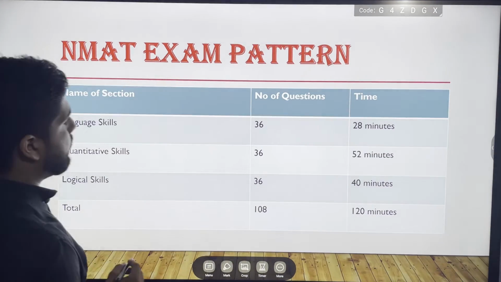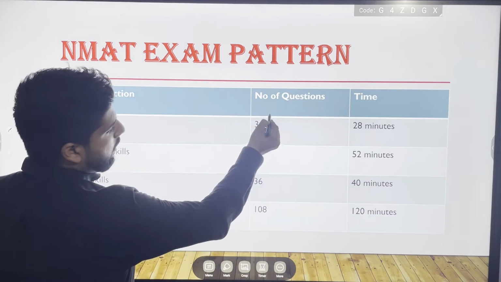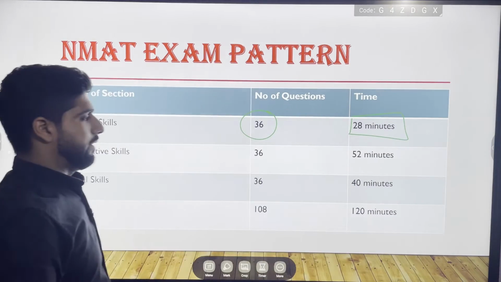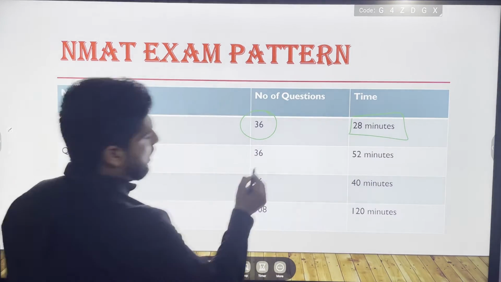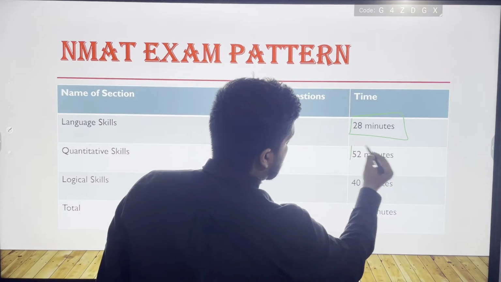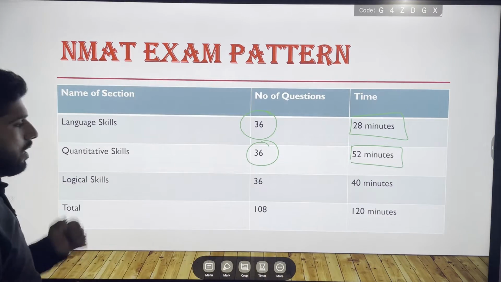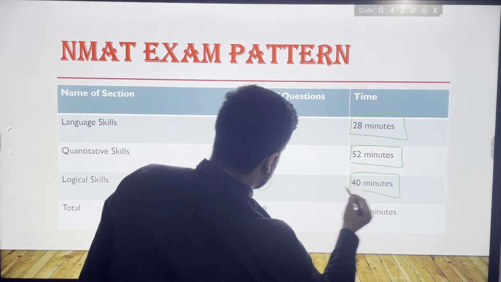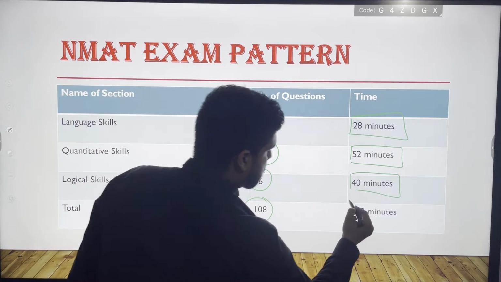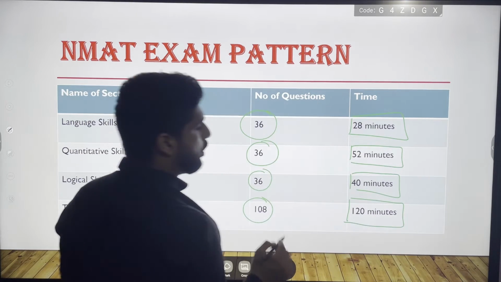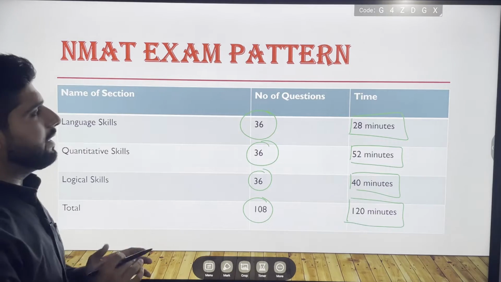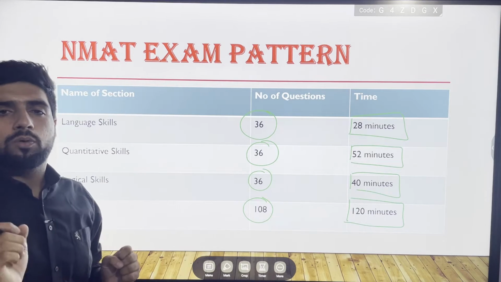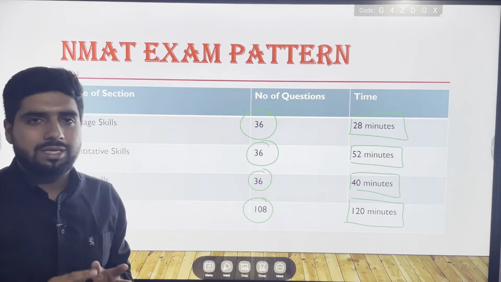Now regarding the exam pattern, in the English or the language skill, you will get 36 questions with a time limit of 28 minutes. In the quantitative skills, again 36 questions with the time limit of 52 minutes. In the logical skills or the reasoning, 36 questions for 40 minutes. So you will get 108 questions and the time limit is 120 minutes. Now the main thing is there is no negative marking in the NMAT exam. So you are going to attempt all the 108 questions in this exam.